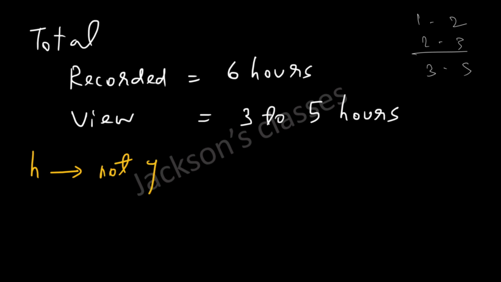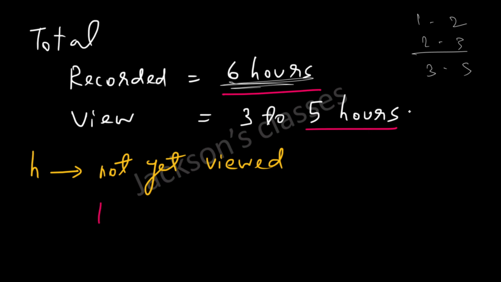And remember, h is the number of hours for which Jane has not yet viewed the recorded program. Now over here, the recorded time is 6 hours and the maximum she has viewed is 5 hours. So if it's 5 hours, then the difference between these two is 1 hour. That means h is equal to 1.